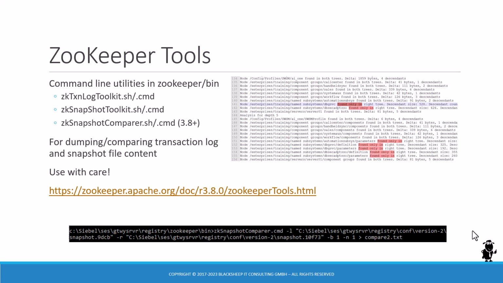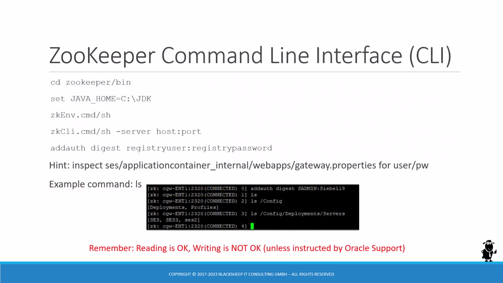I'm starting a little series here called Zookeeper Comforts, discussing useful tools I found over the years with Zookeeper. In this first part, we are going to discuss the Zookeeper tools, command line utilities you find in the Zookeeper bin folder, including the Snapshot Comparer that has been introduced by Zookeeper in 3.8, which is available in Siebel environments in 22.6 or higher. And we start off with the command line interface for good measure.